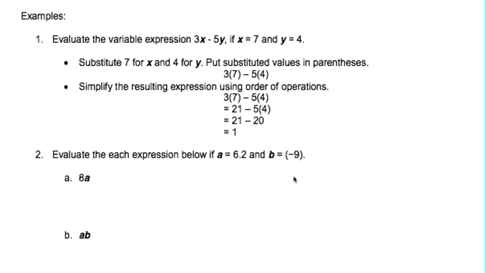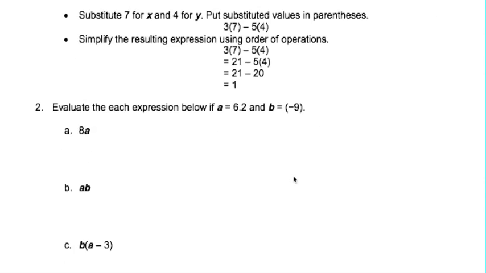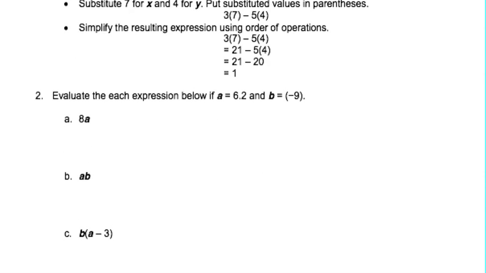I'll do another one with you, and then I'll ask you to finish the rest of these before you come to class tomorrow. This right here tells us that we have 8a. Remember, if it's right next to each other, we're going to assume multiplication. So here, we're going to have to take 8 and multiply it times 6 2/10.